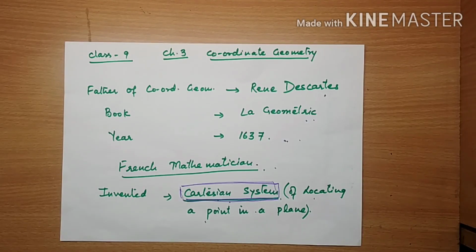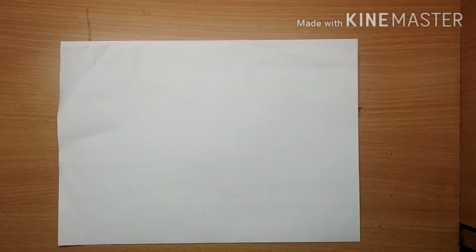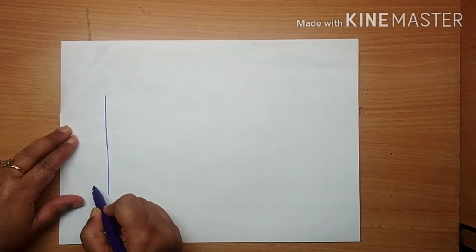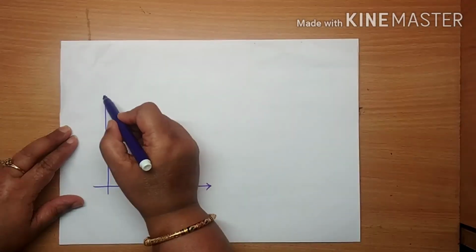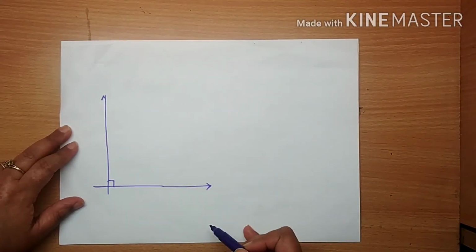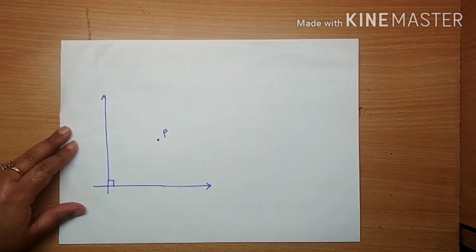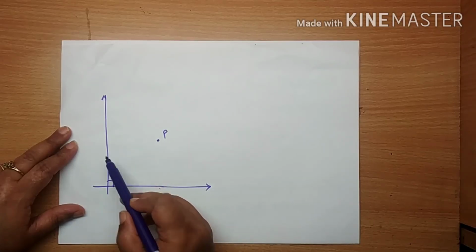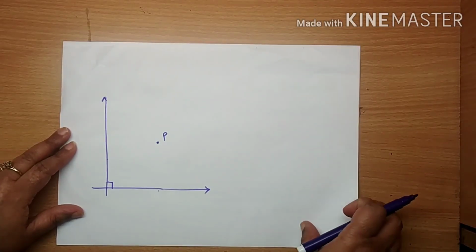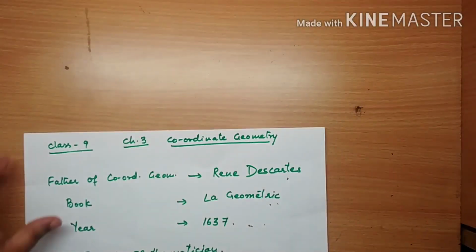Now in this system, what we do, suppose this is a plane, this sheet of paper is a plane. So with the help of two mutually perpendicular lines, they both are perpendicular to each other, the position of any point, suppose P, can be described using these two frames of references. Right? Now how did he do it? The René Descartes, how did he do it?